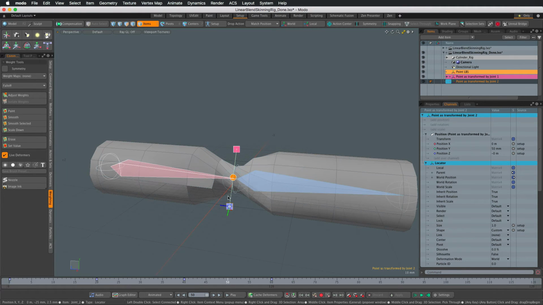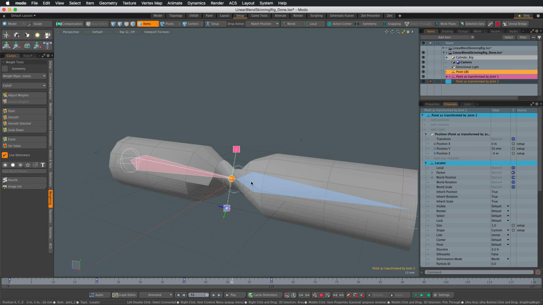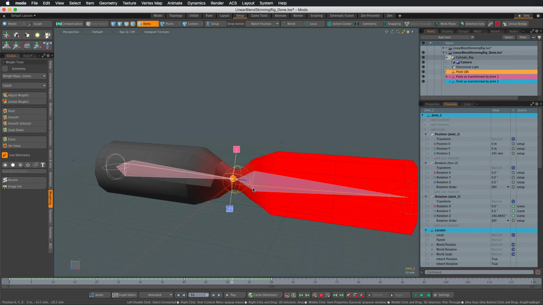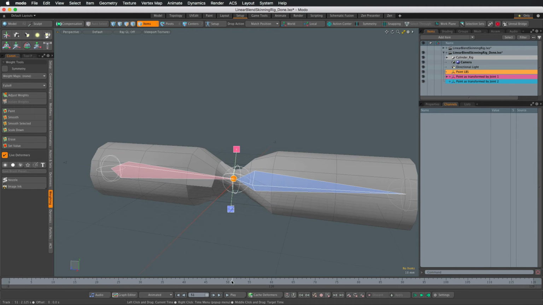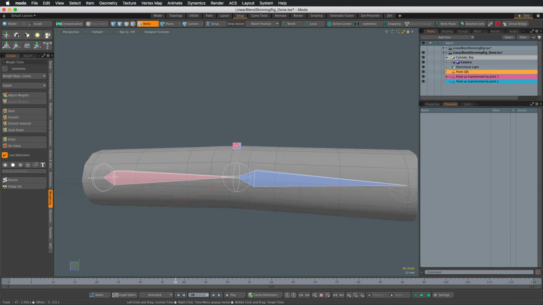So for example, here if I distributed this twist over, say, three joints, then each of the joints would twist by 1/3 of what this joint is twisting by right now, and there would still be some loss of volume, but it would be less apparent. And the same goes with the bend.